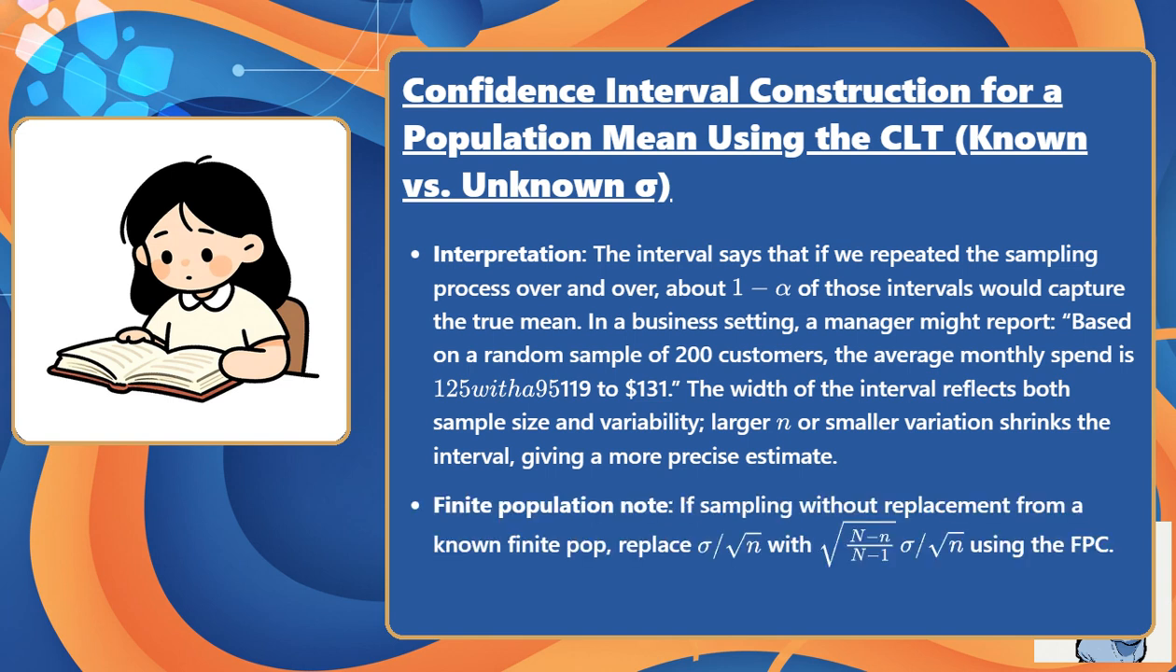Finite population note: if sampling without replacement from a known finite population, replace sigma over root n with the square root of (N minus n) over (N minus 1) times sigma over root n, using the finite population correction.